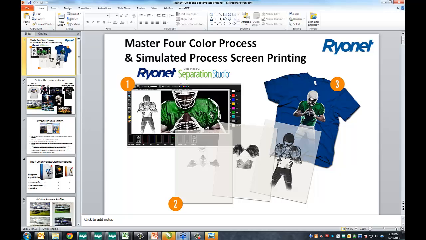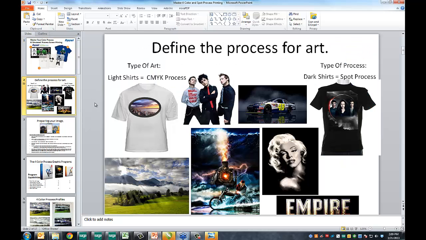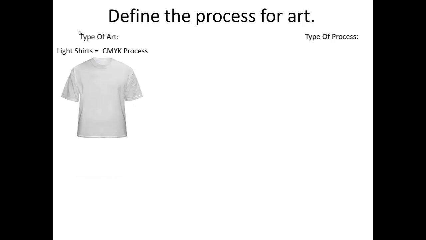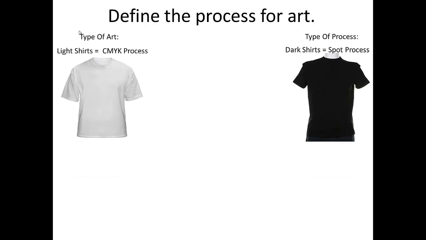Let's begin. So let's first define the process of the art. Right here we have a couple different options for four-color process and simulated process, but before we go into actually how to print it, let's find out why we want to print one versus the other. So CMYK is four-color process. CMYK is great for light garments. CMYK doesn't work really well for dark garments, and that's why we print those with spot process, also known as simulated process.